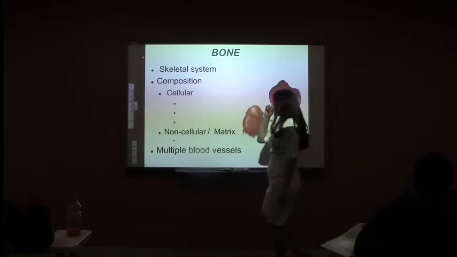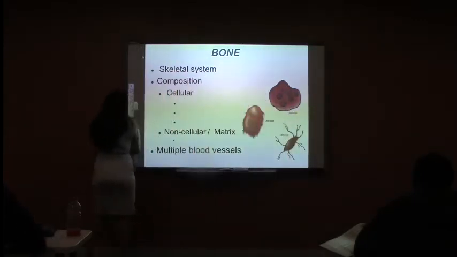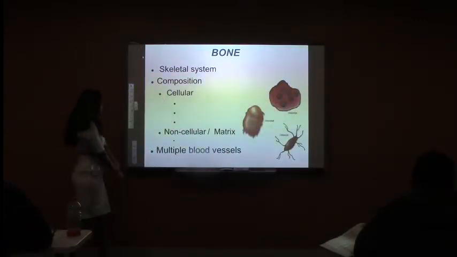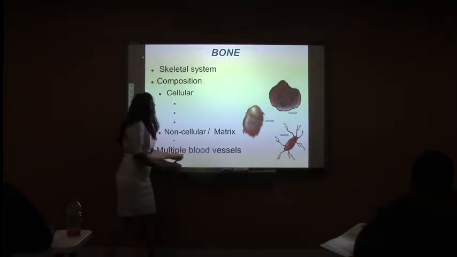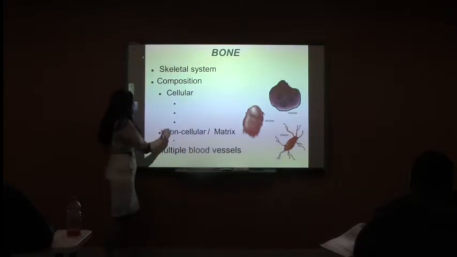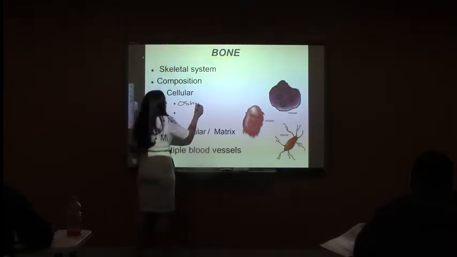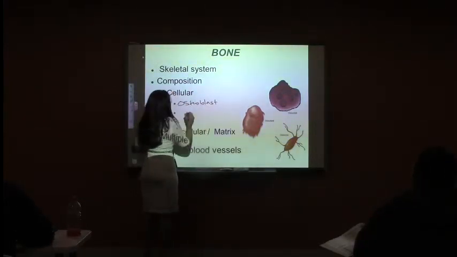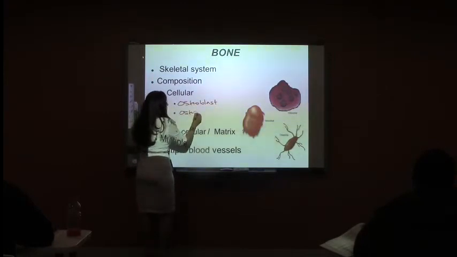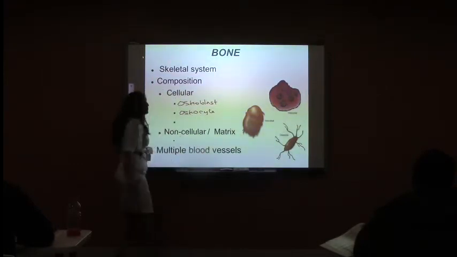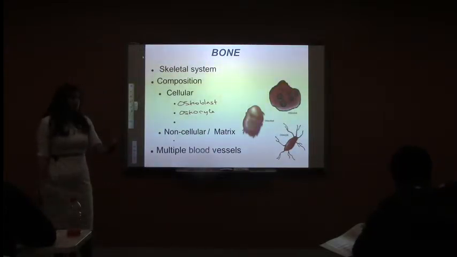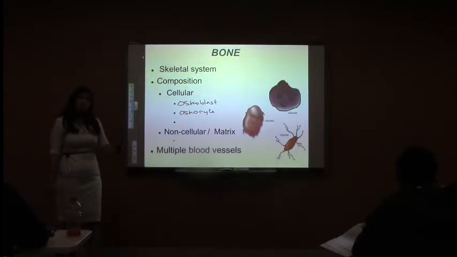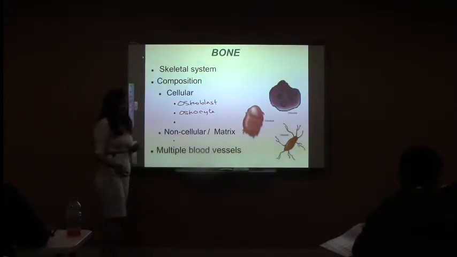Bone. Now, bone makes up your skeletal system. Its component, again, cellular and non-cellular, which is called the matrix. The cellular part, three different cells. Osteoblast, osteocyte. So what does osteoblast do? Osteo means bone. So osteoblast creates bone. What part of bone? Of course, the matrix.